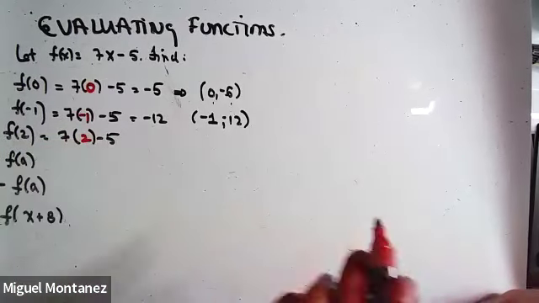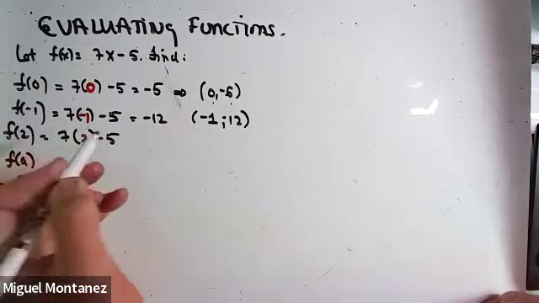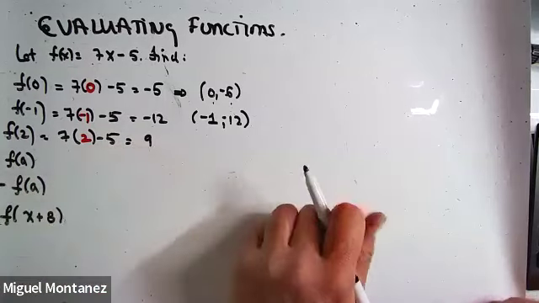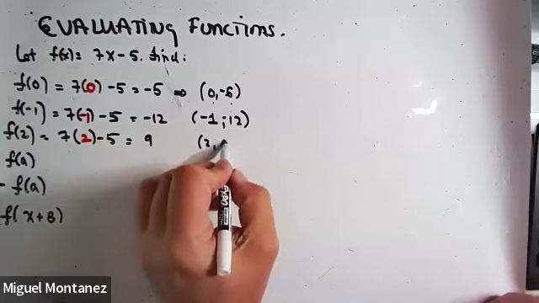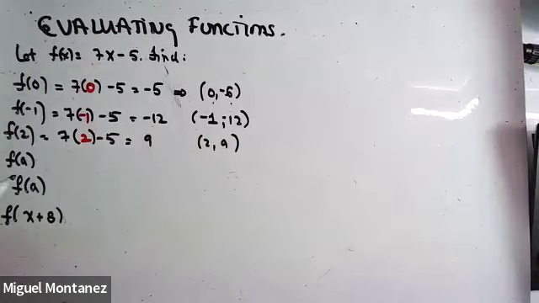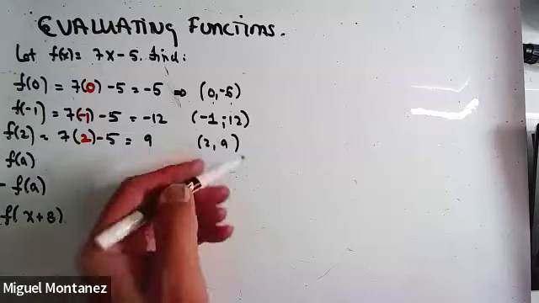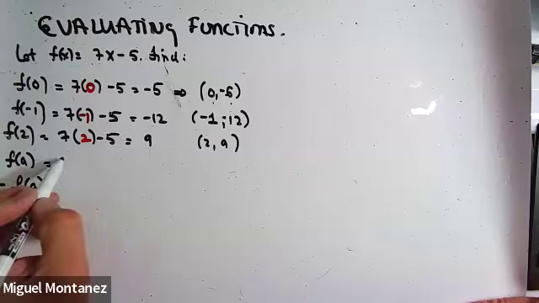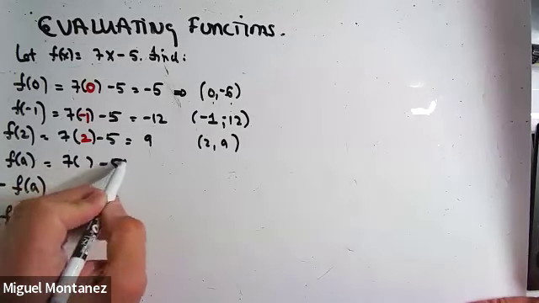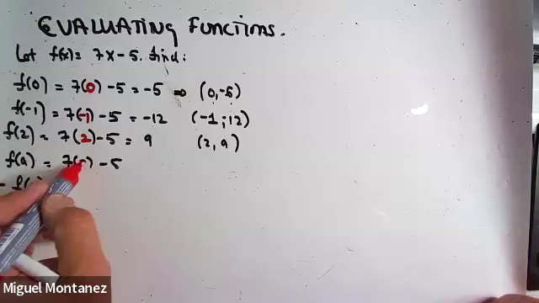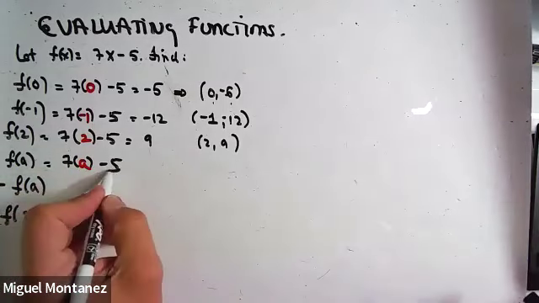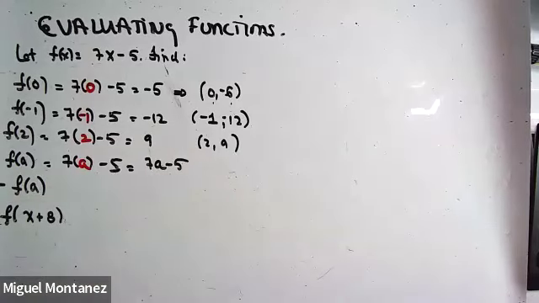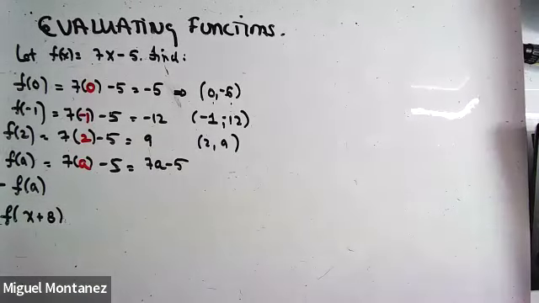Now we can do the same thing when the input is 2. 14 minus 5, that would be 9. So 2, 9. They ask us here to find f of a. We don't use the coordinates, but still the same process. There's nothing much to do here. When the input is a, the function will be 7a minus 5. And that would be it.